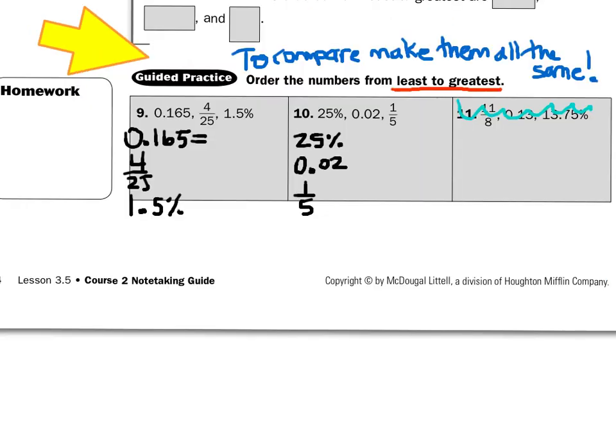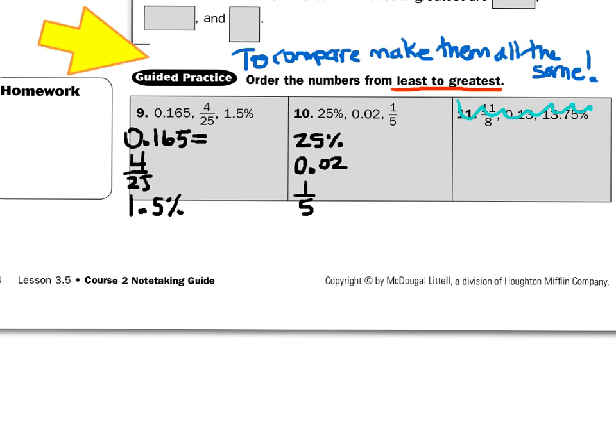Okay, let's do this guided practice together. They want us to order the numbers from least to greatest. Now here's the deal. You have to make them all be the same. You can either turn them all into decimals and compare, or turn them all into percentages and compare. I'm probably going to do percentages just because it's a little bit faster, but you can make them all decimals and compare. It's totally up to you. So take a look at number 9. I'm going to grab my red, and I'm going to make all of these become percentages.